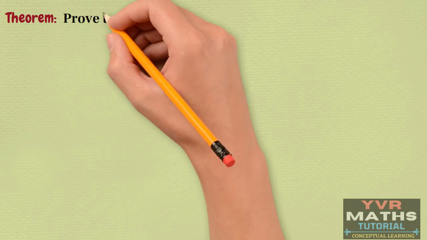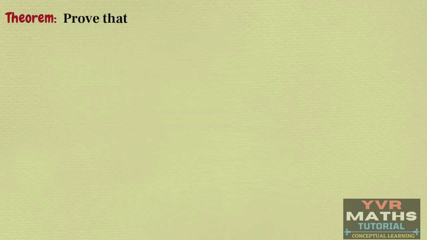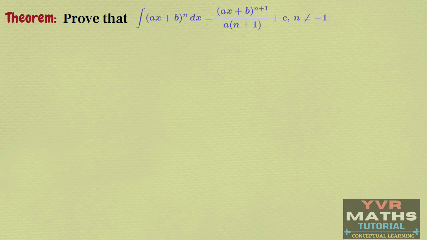Now, I will discuss one more theorem. See the statement. Prove that integral of (ax plus b) whole power n dx is equal to (ax plus b) whole power n plus 1 by a into (n plus 1) plus c, where n should not be equal to minus 1. Let us discuss the proof of this theorem.